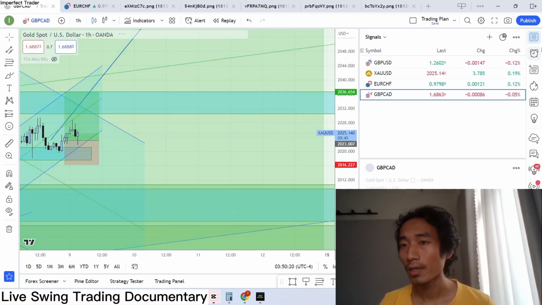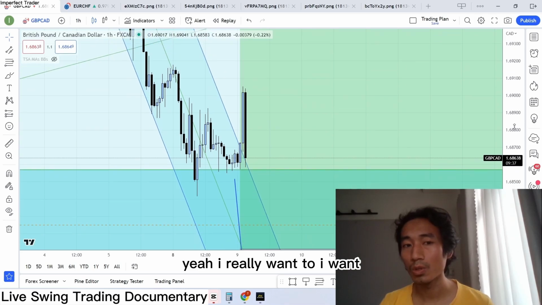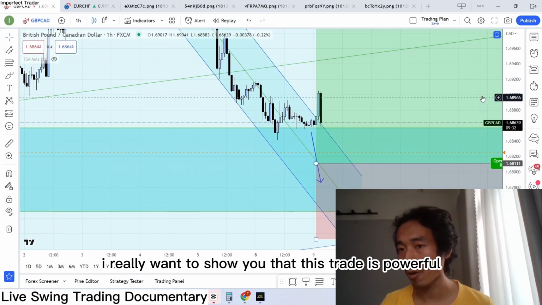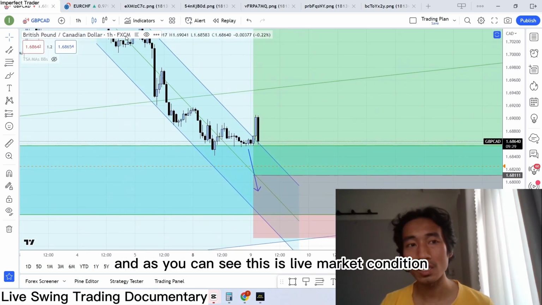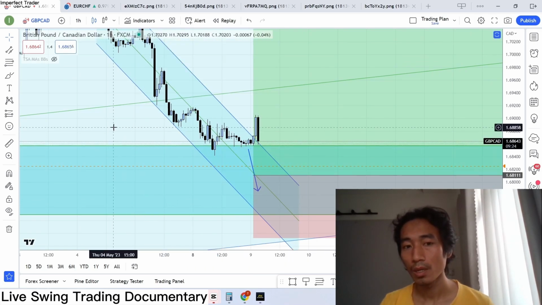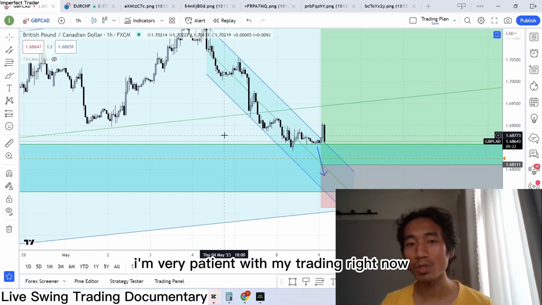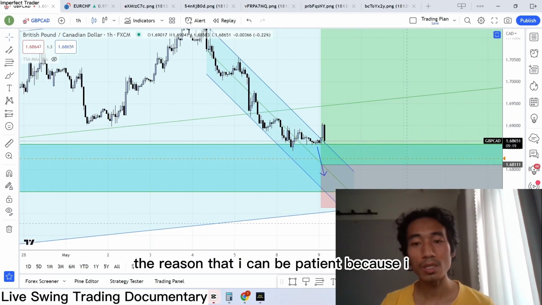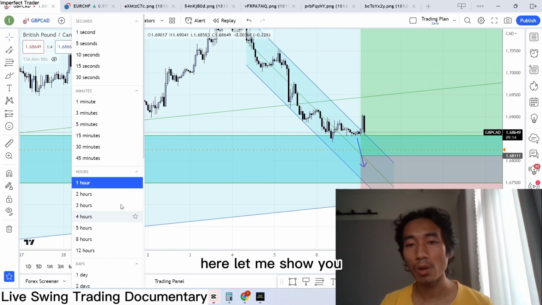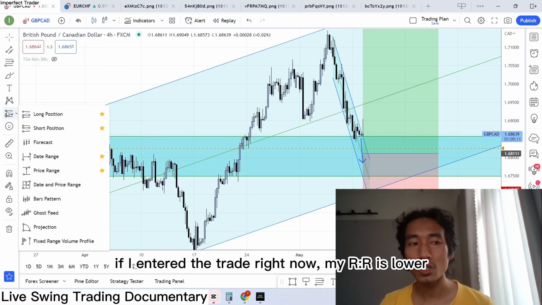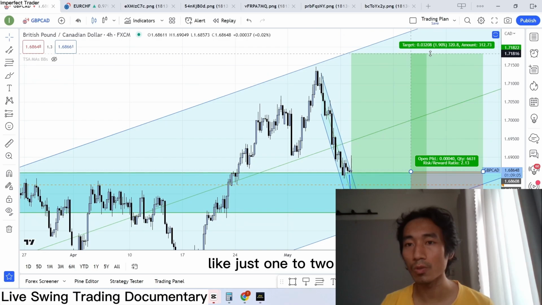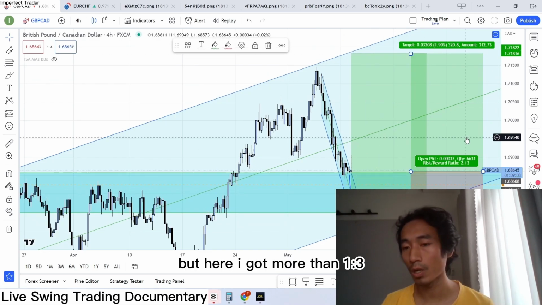I really want to show you that this trade is powerful, and you can see that in the live market condition, the little green things right here. I'm still waiting, and I'm very patient with my trading right now. The reason that I can be patient is, let me show you. If I enter the trade right now, my risk reward is lower, just 1 to 2. But here I got more than 1 to 3.